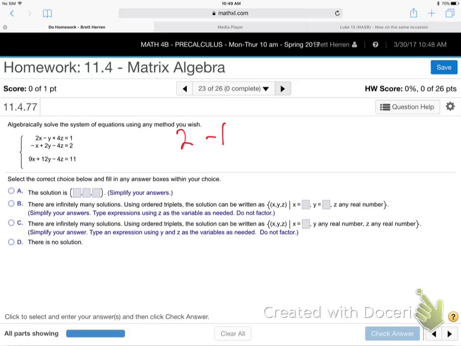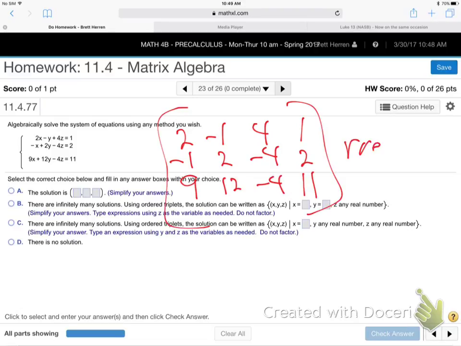2, minus 1, 4, 1. Minus 1, 2, minus 4, 2. 9, 12, minus 4, 11. So put that whole thing in and do the RREF, reduced row echelon form. That's all those row operations that I showed you. That's what they're doing for that. So tell me, does that one come out weird? Yeah, if you get zeros all the way across on some row, it's going to be infinite. I want to show you about that. Is this one coming out with zeros?